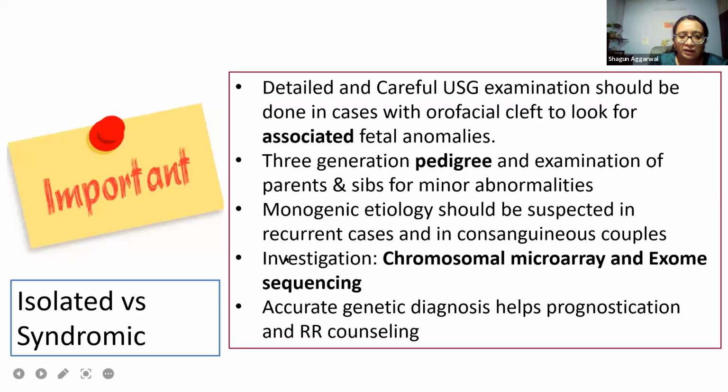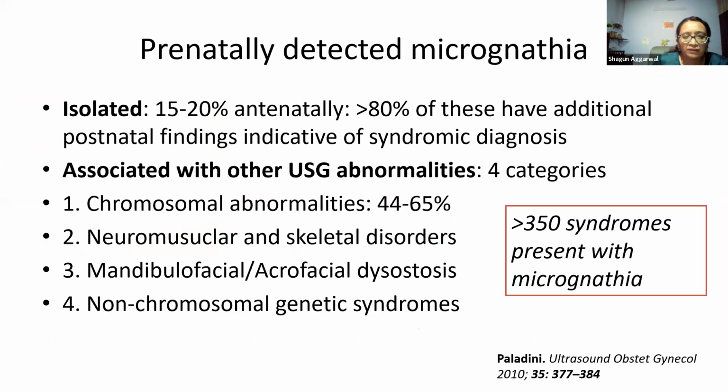So what additional I would just say is that for any anomaly, we first need to understand on scan whether it's isolated or syndromic. As she mentioned, these are the broad categories where you can classify. If there is fetal micrognathia, in fact, the majority of cases would have associated findings. That's another important point: isolated cases are only 15 to 20%. The rest all will have something, so you really need to look very carefully.